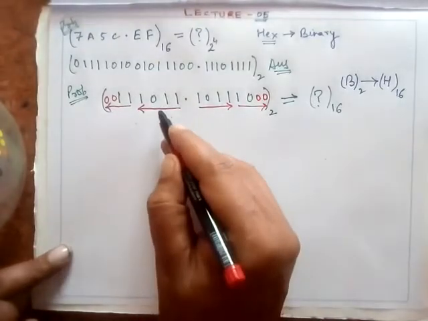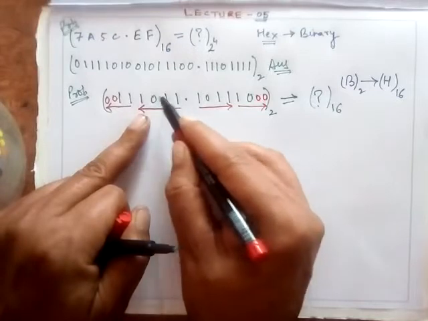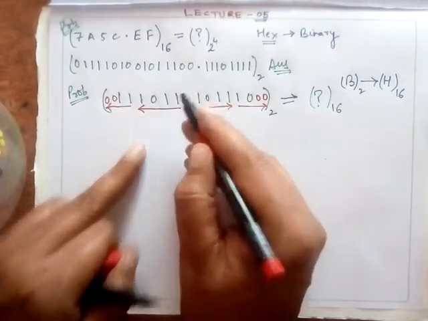Now I write down the equivalent of this. What is the equivalent of this? This 8, 4, 2, 1. If you see, this is 11. 8 plus 2 plus 1. This is 11, and 11 corresponds to B. So I can say that this is B.